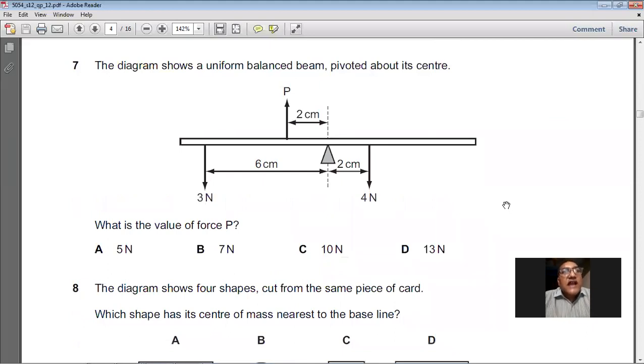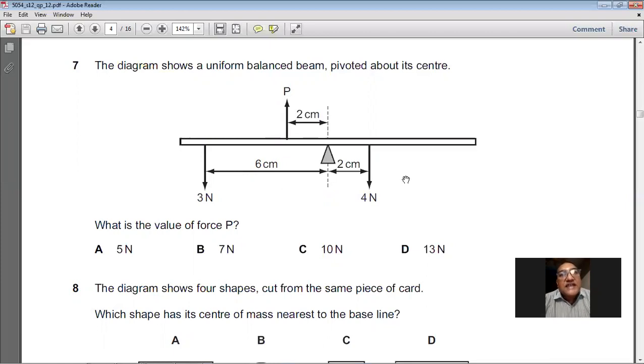The diagram shows a uniform beam balance pivoted about its center. What is the value of the force P? You see here we have a pivot. And this force is trying to produce a clockwise moment, 4 Newton force. Its moment arm is 2 centimeters. This force is trying to produce an anti-clockwise moment about the pivot, 3 Newton. Its moment arm is 6 centimeters. This force P, its moment arm is 2 centimeters, and this force P is trying to produce a clockwise moment.